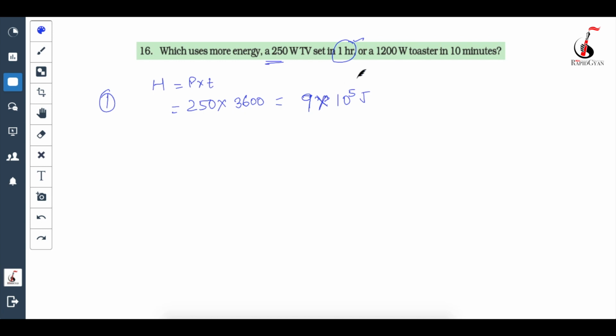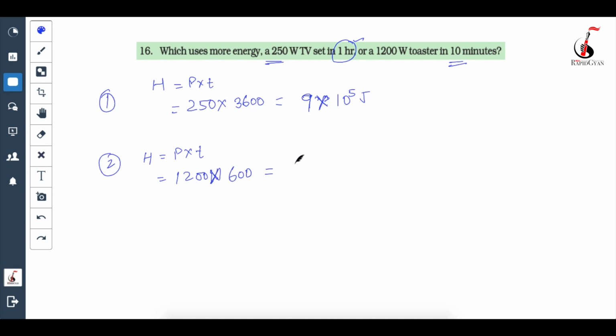Next one is case 2. In case 2, again the same, H is equal to P into T. Your P is 1200. What is your time? Time is 10 minutes. So convert this 10 minutes into seconds, which is equal to 600.